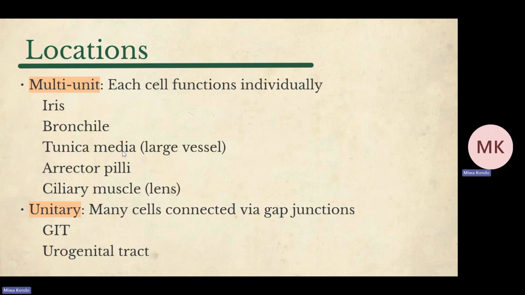Where is smooth muscle found? Smooth muscle can be classified into two types, multi-unit and unitary. Multi-unit smooth muscles, where each cell functions independently, are found in the iris, bronchioles, tunica media, arrector pili muscles, and ciliary muscles. Unitary smooth muscles, which are connected by gap junctions, are found in the walls of the gastrointestinal tracts and urogenital tracts. You'll be learning more about the detailed differences between these two types in your physiology classes.